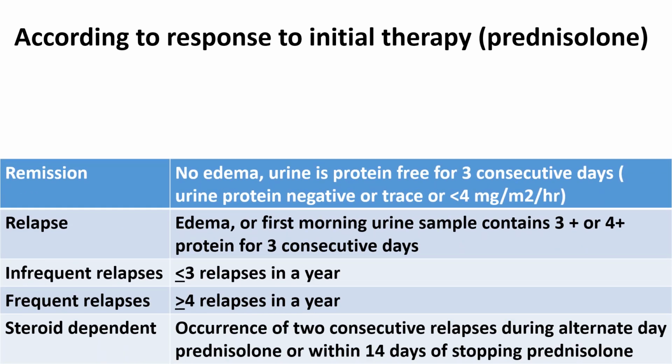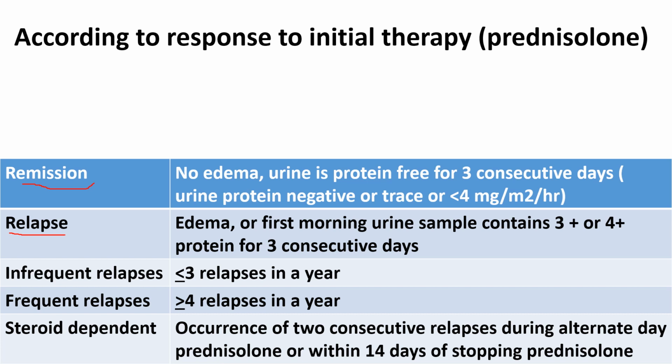According to the response to initial therapy with prednisolone, there are a few terminologies. We label remission when the child has no edema and urine is protein free for 3 consecutive days. Urine protein is either negative or trace, or 1 plus or less, or less than 4 mg per meter square per hour. Then we can label the child as being in remission. Relapse is when the child again has appearance of edema, or the first morning urine sample contains 3 plus or 4 plus protein for 3 consecutive days. Then we can label the child as having a relapse of nephrotic syndrome.